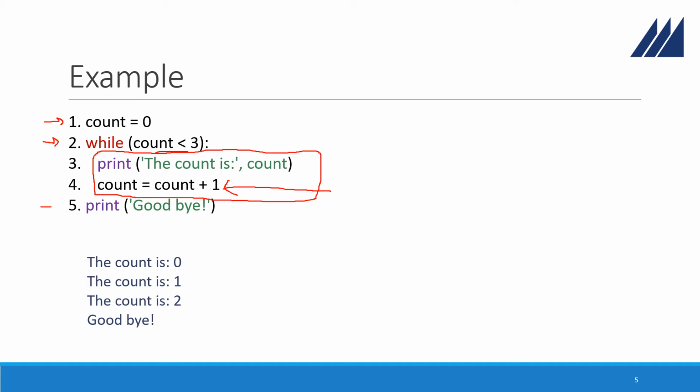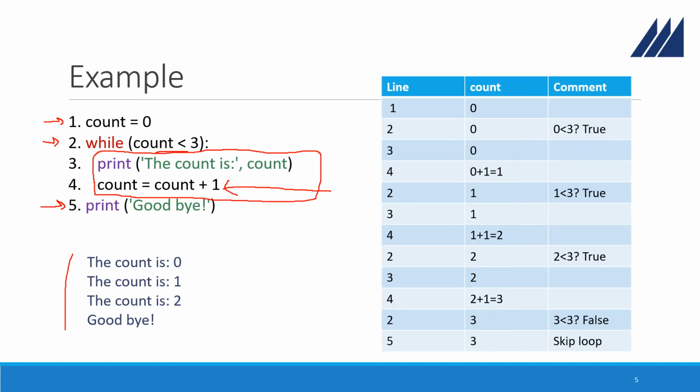I'm going to skip 3 and 4 and go to line number 5, and here is going to be my output. Let's go step by step following this table over here. Okay, so first at line 1, I initialize, and this is going to be for the lines that are going to be executed, and here is going to be the value of count, and here I'm just going to give you some comments. Okay, so at line 1, first I initialized count to 0, and at line 2, what happened?